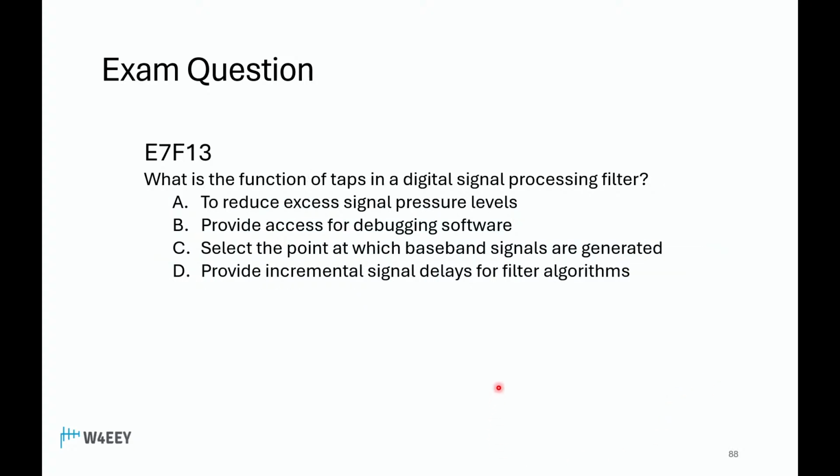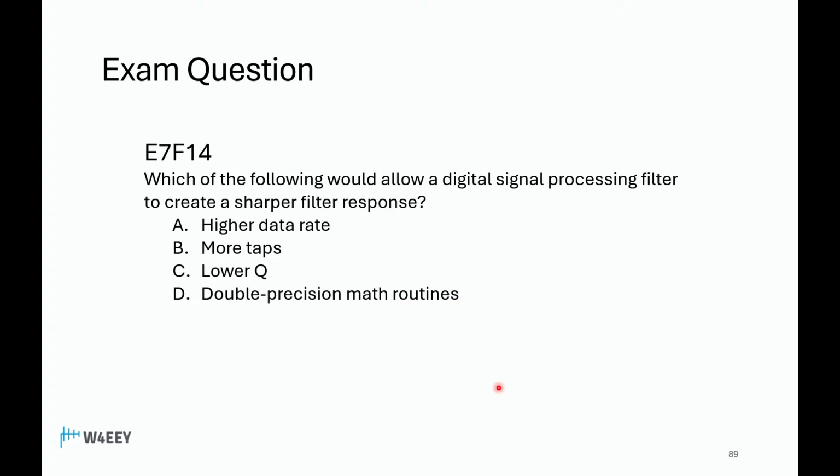What is the function of taps in a digital signal processing filter? Delta. Delta, provide incremental signal delays for filter algorithms. Which of the following would allow a digital signal processing filter to create a sharper filter response? Baker. Baker, more taps. Yes. Right on to impedance matching.